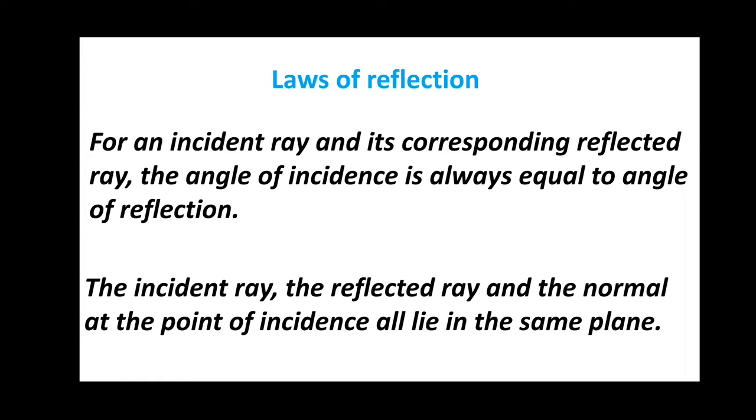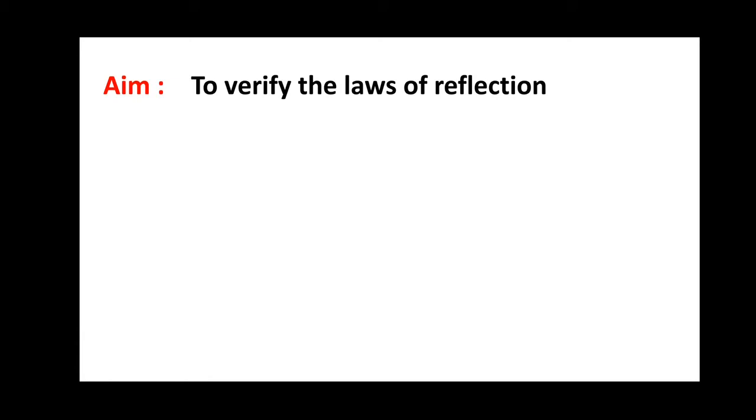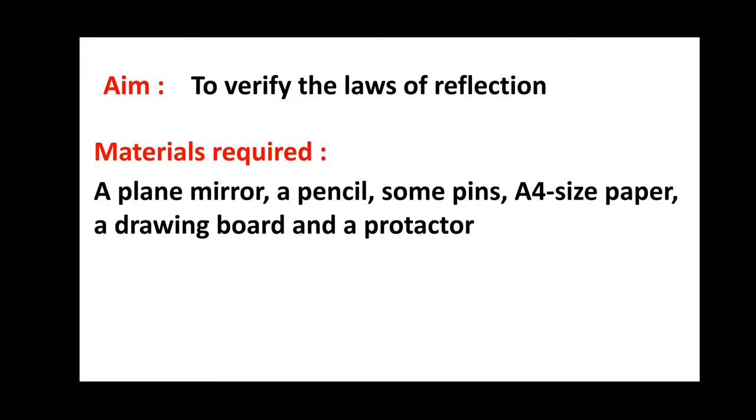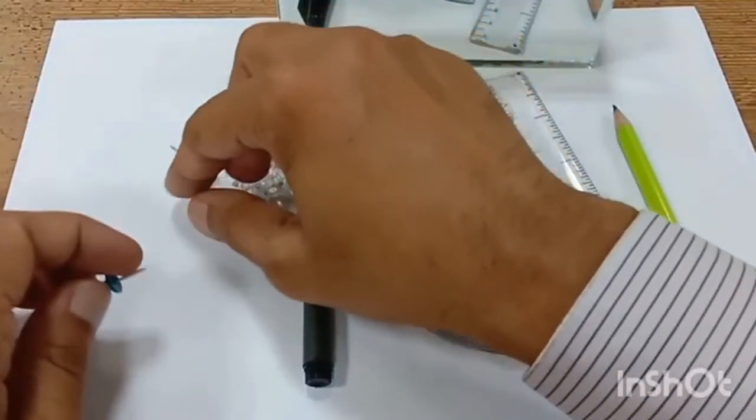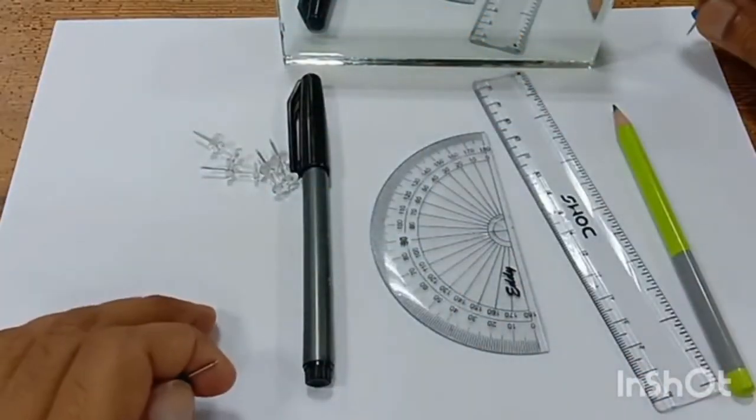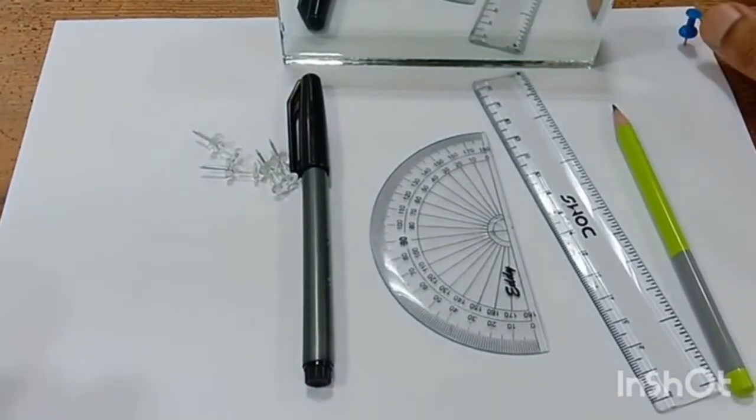Let's verify the laws of reflection with the help of an activity. So, our aim is to verify the laws of reflection. Materials required are a plain mirror, a pencil, some pins, A4 size paper, a drawing board, and a protractor. The procedure that we have to follow is that first of all, let's fix the paper on the drawing board with the help of two pins.